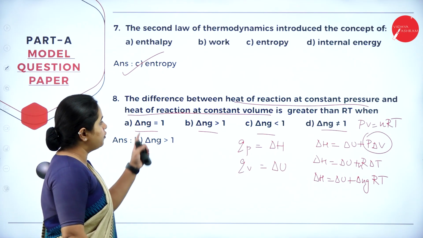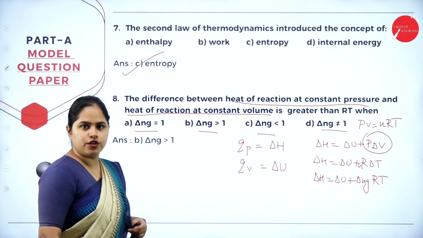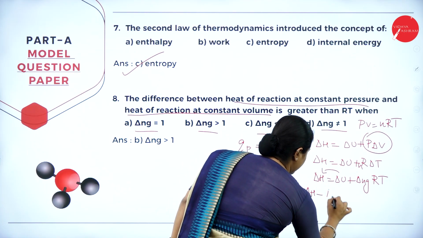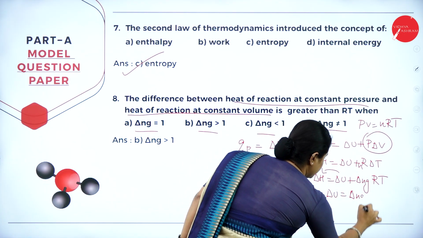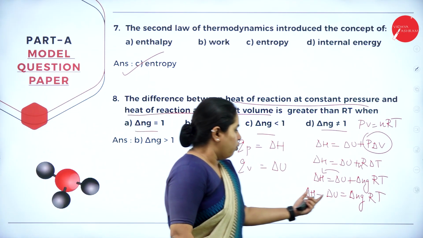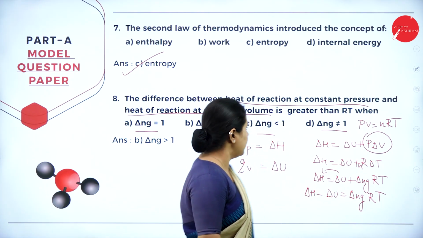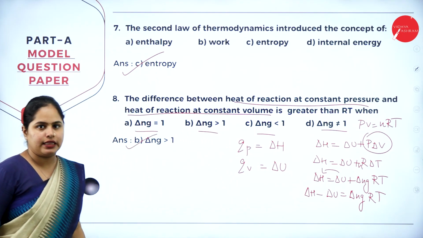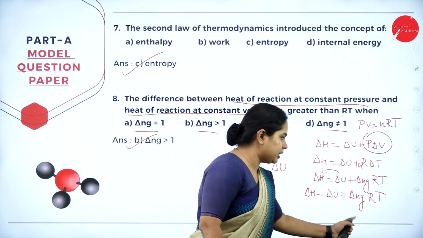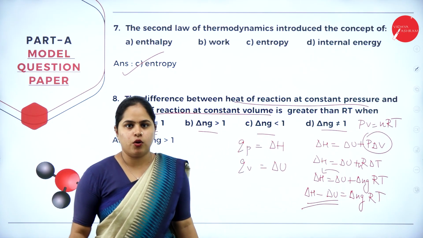So what does the question say? The difference between heat of reaction at constant pressure, that is delta H, and heat of reaction at constant volume. So we need the difference. So I take this term to this side. So we get delta H minus delta U is equal to delta Ng RT. Okay. So this is the equation we require. So for what value of delta Ng will we get this value greater than RT? That will be delta Ng greater than 1. So when delta Ng is greater than 1, then this difference will be greater than RT. So I hope it is clear.